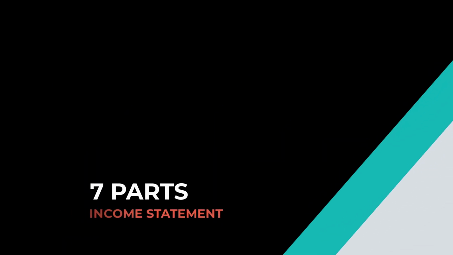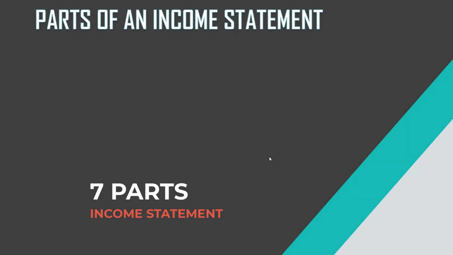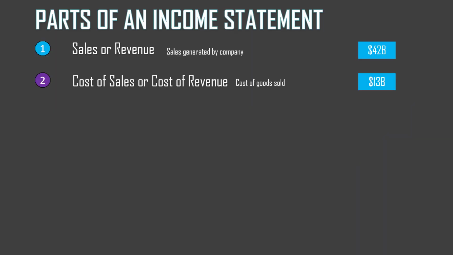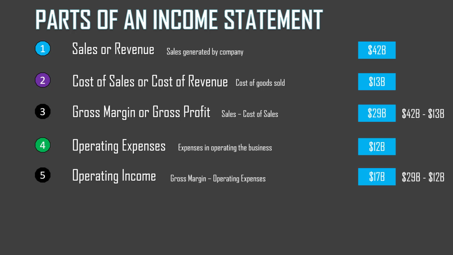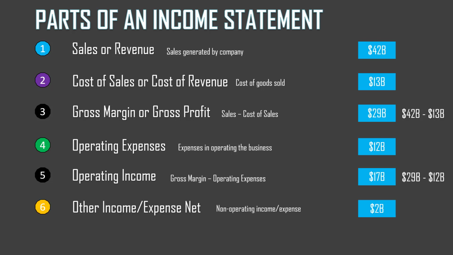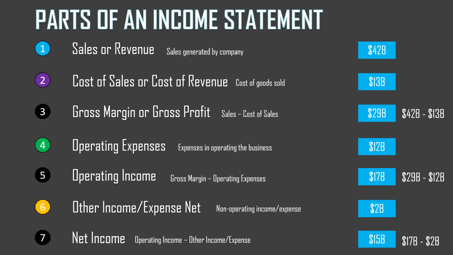Now, just to recap, the 7 sections of an income statement are sales or revenue, cost of sales or cost of revenue, gross margin, operating expenses, operating income, other income or expense, and finally net income. This is how, for Microsoft during those 3 months, the numbers work out to be. The net income is $15 billion for Microsoft in that quarter.